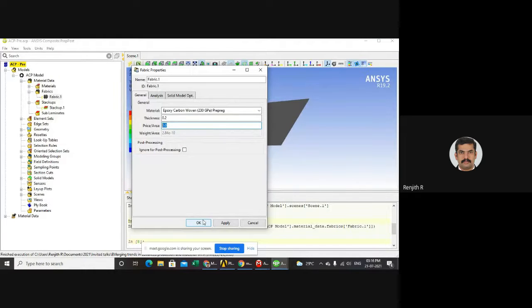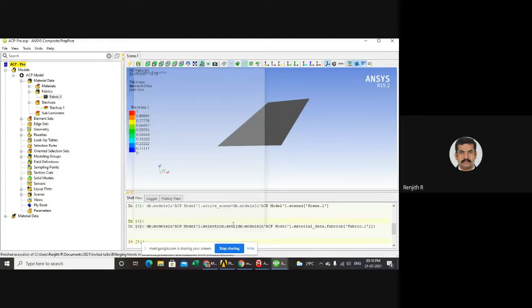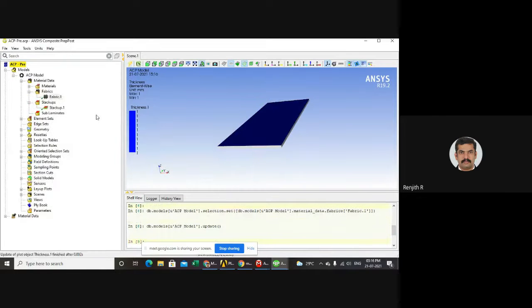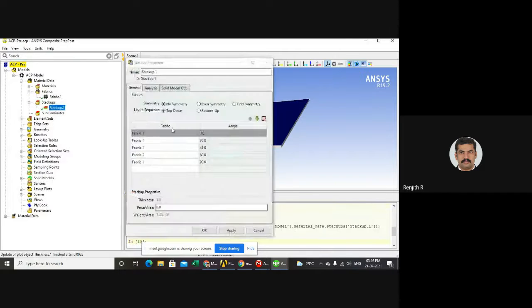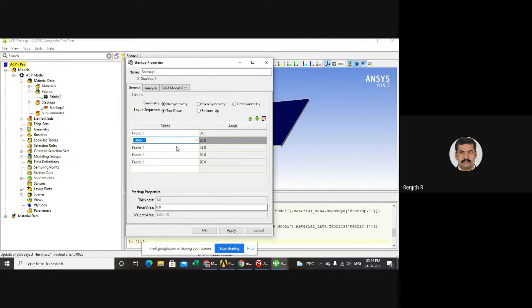A laminate is a combination of laminas, and it is called a stack-up. So if you update here, you can see the stack-ups. Here I created fabric 1 with the help of an orthotropic material, that is carbon fiber. So fabric 1s are given to create the stack-ups, and I gave angles here.